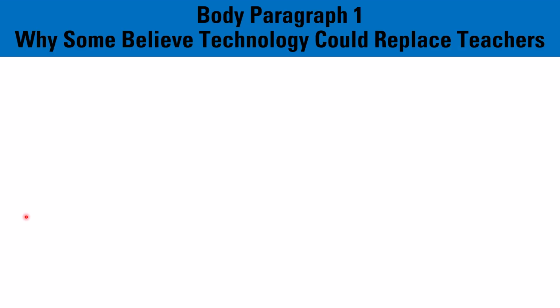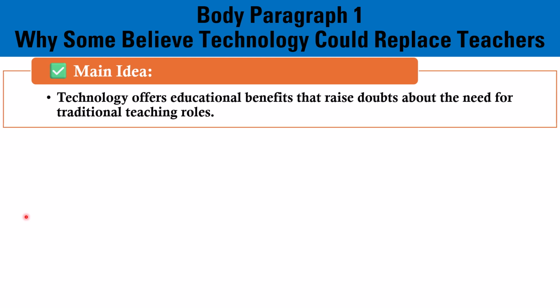In body paragraph 1, we present the viewpoint that supports the idea of technology reducing the need for traditional teaching. Start with a clear topic sentence that introduces the idea that the benefits of technology have led some to question the role of teachers.